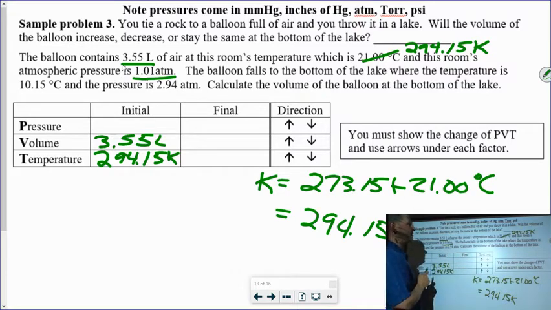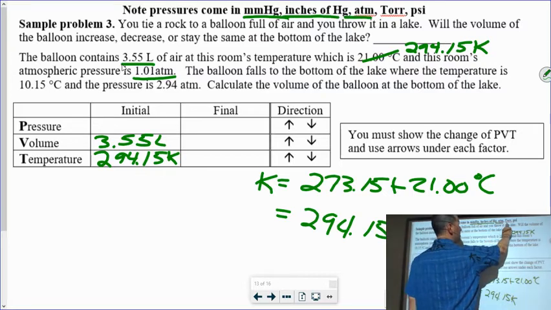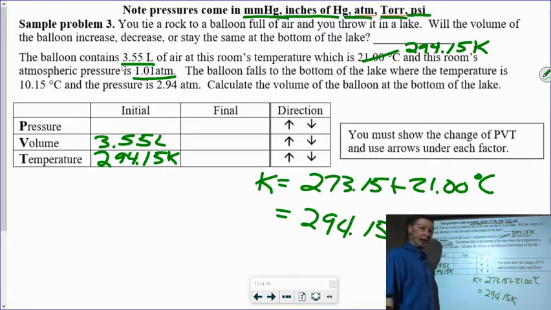Now, a couple things that I have at the top. Pressure can be in millimeters of mercury, inches of mercury, atmospheres, torrs, and psi. Don't let it throw you. Just make sure the labels are the same throughout the problem, and everything will work out just fine. So don't let pressure freak you out. All the problems work the exact same way. So that is our initial pressure, 1.01 atmospheres. Regular atmospheric pressure is right around 1 atmosphere.